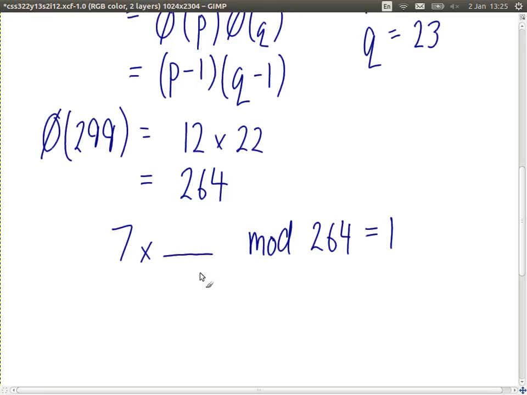Well, think. 7 times D, we can test, at least in the manual approach. 7 times something, maybe we try, does it equal 265? Because if 7 times our D equals 265, then 265 mod 264 will get 1. So if we have an integer multiplied by 7 and get 265, we've found our D. So the question is, does 265 evenly divide by 7? Now you try. 265 divided by 7, do we get an integer? You have to try calculator or brain, and no, you don't.